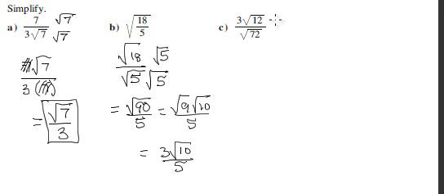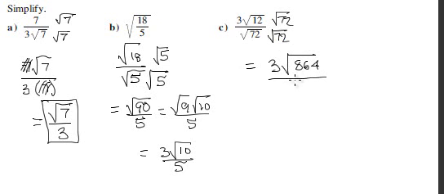Last one, multiply by root 72, top and bottom. And what do you get? 3 root 864, I believe it is. I'm going to check that. 12 times 72, yes, 864. And downstairs, root 72 times root 72 is simply 72.